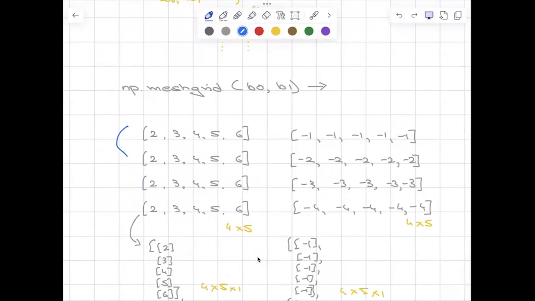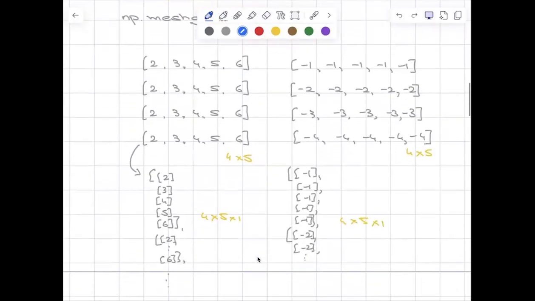Okay. And the way I use this is now I do a resize. So I change this 4 by 5 into 451 and 4 by 5 into 451. So visually it will look like this. So this 2, 3, 4, 5, 6 becomes this 2, 3, 4, 5, 6, each in their individual array and that in a separate array. And then that gets repeated 4 times.